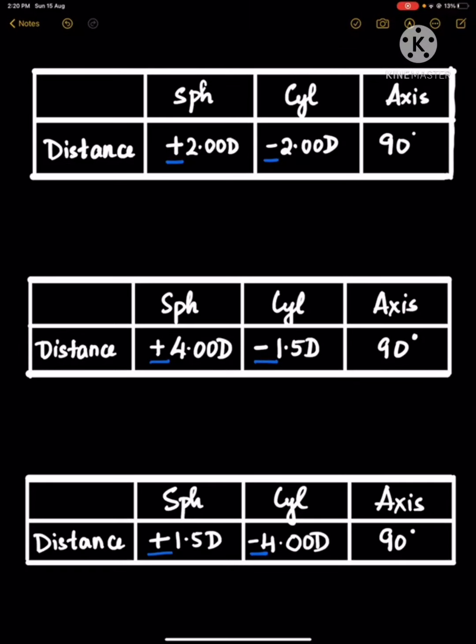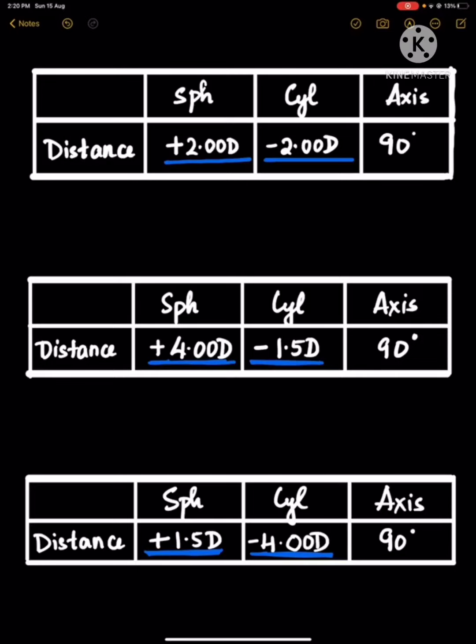So here, as I said, there is both sphere and cylinder, but they are not of the same sign. So when they are not of the same sign, you need to actually see the value. You'll have to see the value of the sphere and the value of the cylinder. It is the same value. Here, sphere is bigger, cylinder is smaller. Here, the sphere is smaller, the cylinder is bigger. Each of these are going to have different results.